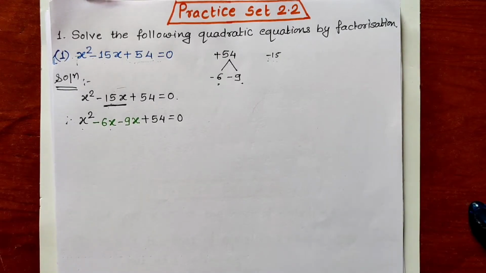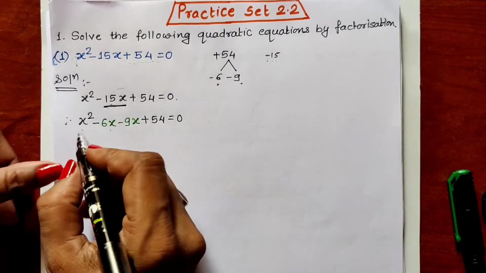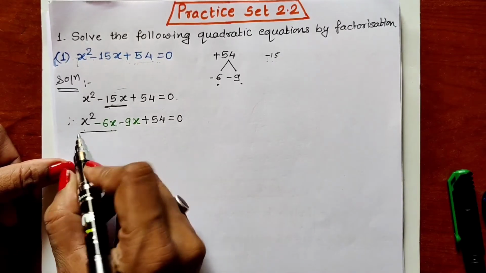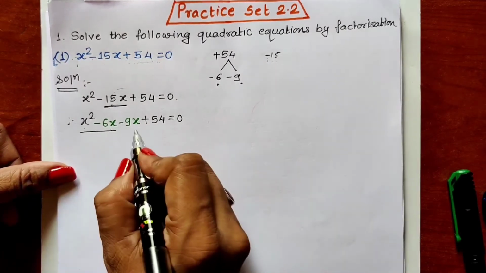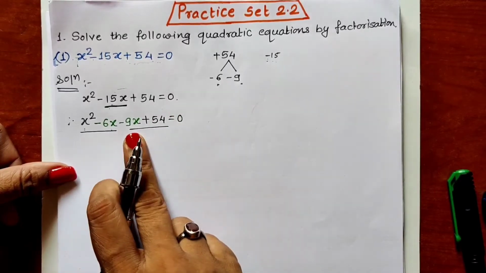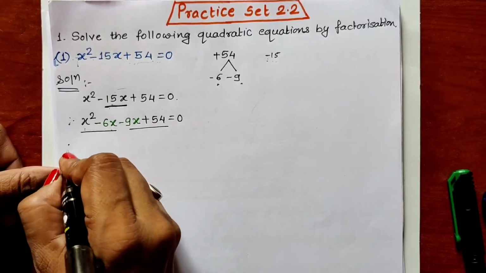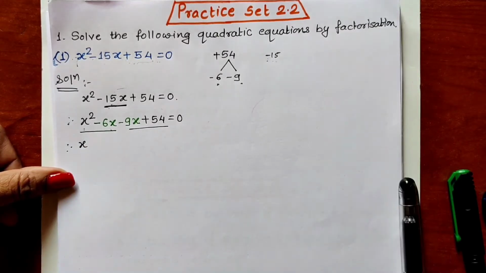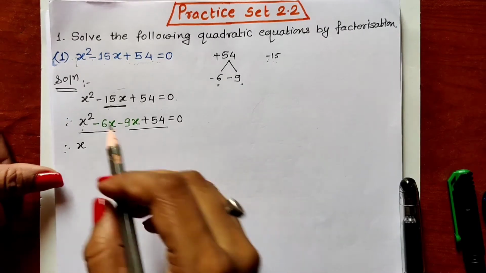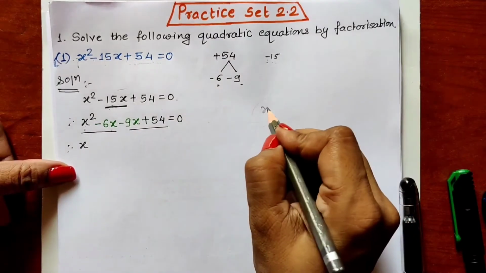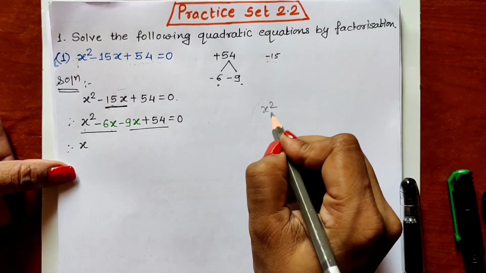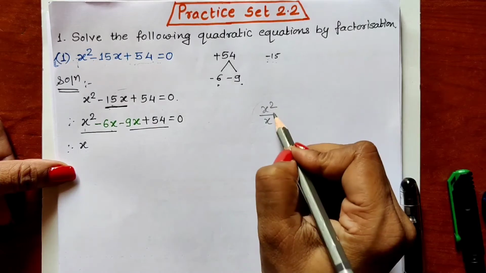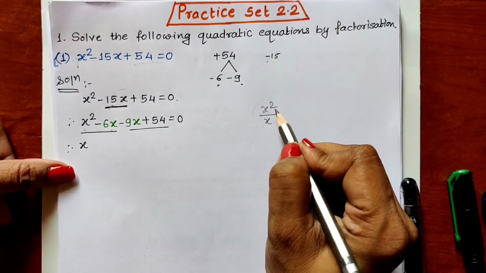What will we have to do in the next step? In the next step we have to take out common from the first and second term, and then from the third and fourth term. So from the first and second term we can see x is common. Now we all know taking out common means actually we are dividing by that particular expression or variable. We take out x common from x square, that means we divide x square by x. Taking out x common from x square means dividing x square by x.